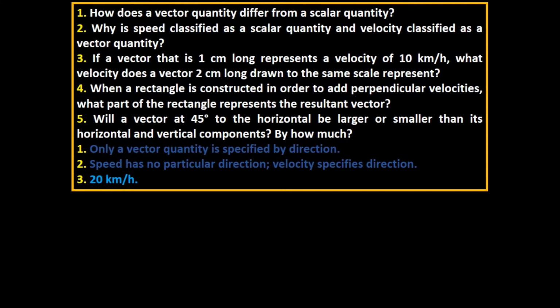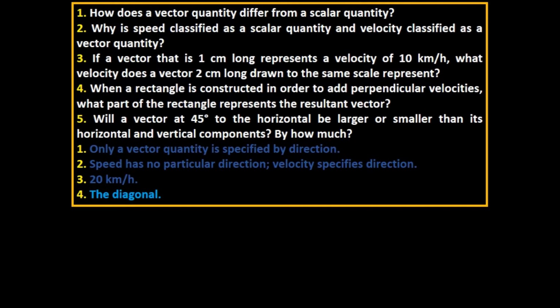When a rectangle is constructed in order to add perpendicular velocities, what part of the rectangle represents the resultant vector? Well, it would be the diagonal. The diagonal will be the resultant vector. We've done that many times from chapter 2.